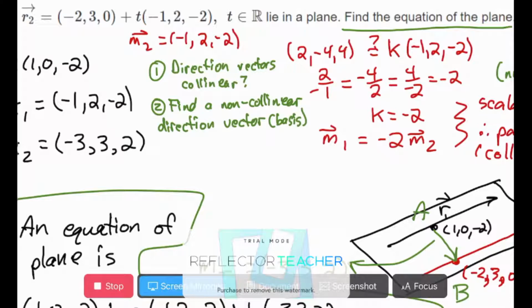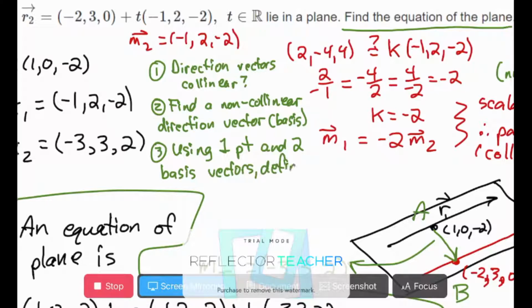And if we already had these at the start of the question, we could go right to step 3. So using 1 point and 2 basis or direction vectors, define the plane. Or in other words, write the equation of the plane.